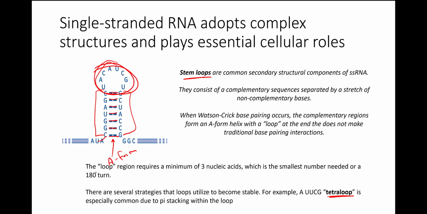One really common one is called a tetraloop. In the loop, we usually find a UUCG sequence, okay? And as it turns out, this allows the nucleic acid bases to pi stack along with the A form helix. And on the next slide, we can kind of see that happening.